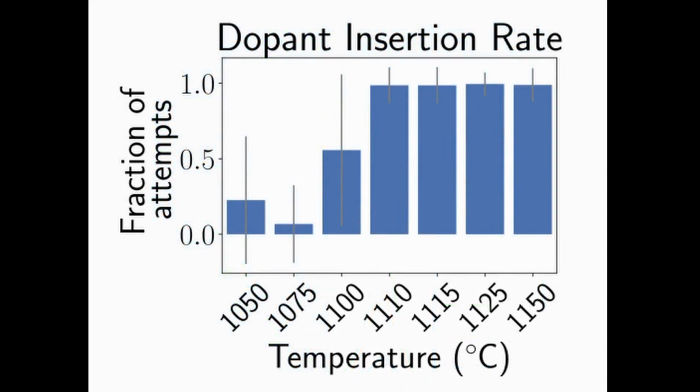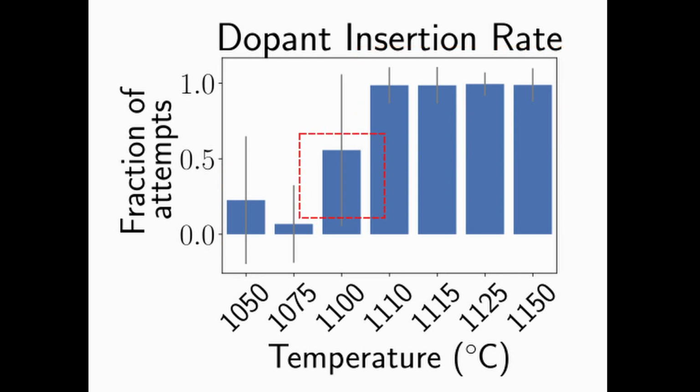As we varied the temperature, we could change the statistical result of the outcome. Here, a hole was denoted as 0, and a dopant was denoted as 1, and we plot the mean outcome as the bar height. At lower temperatures, we obtained mostly holes, and at higher temperatures we switched to mostly inserting dopants.